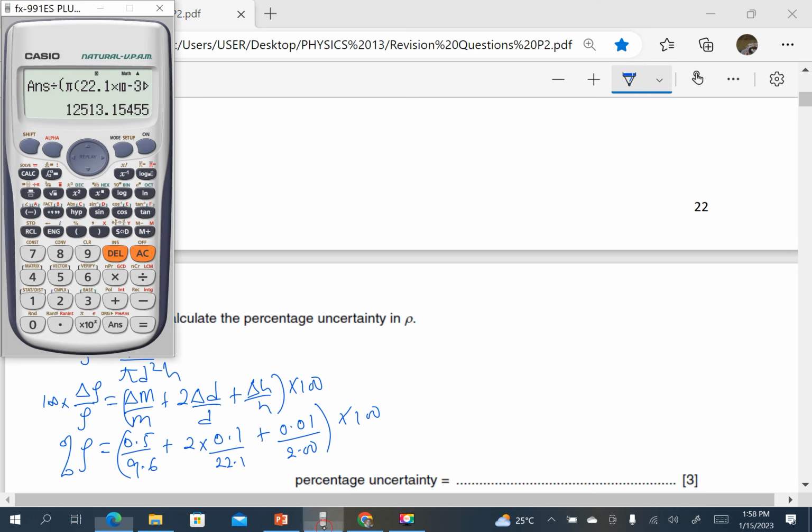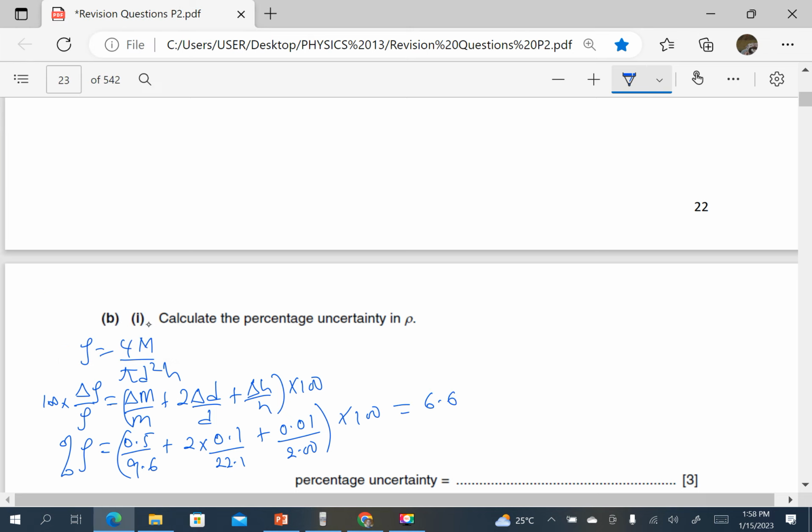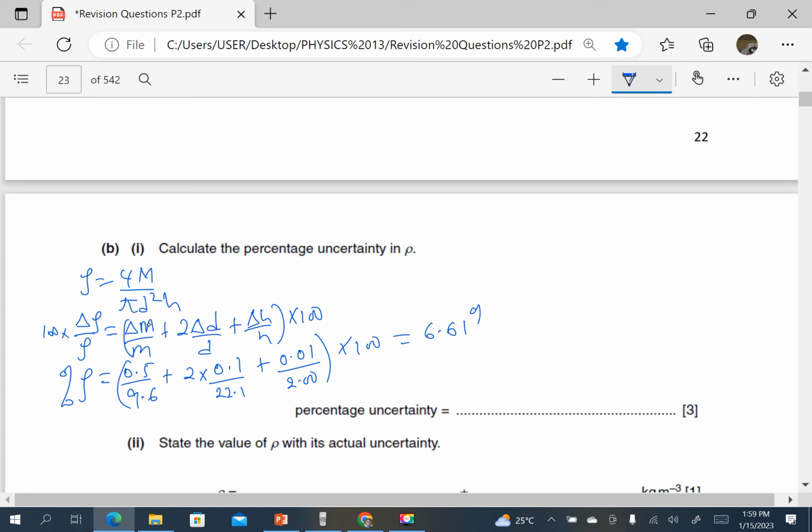So I will just check my calculator. 0.5 divided by 9.6 plus 0.2 divided by 22.1 plus 0.01 divided by 2.00. That is the answer times 100. Change it to percentage, that is 6.61%, or approximately 6.6%.